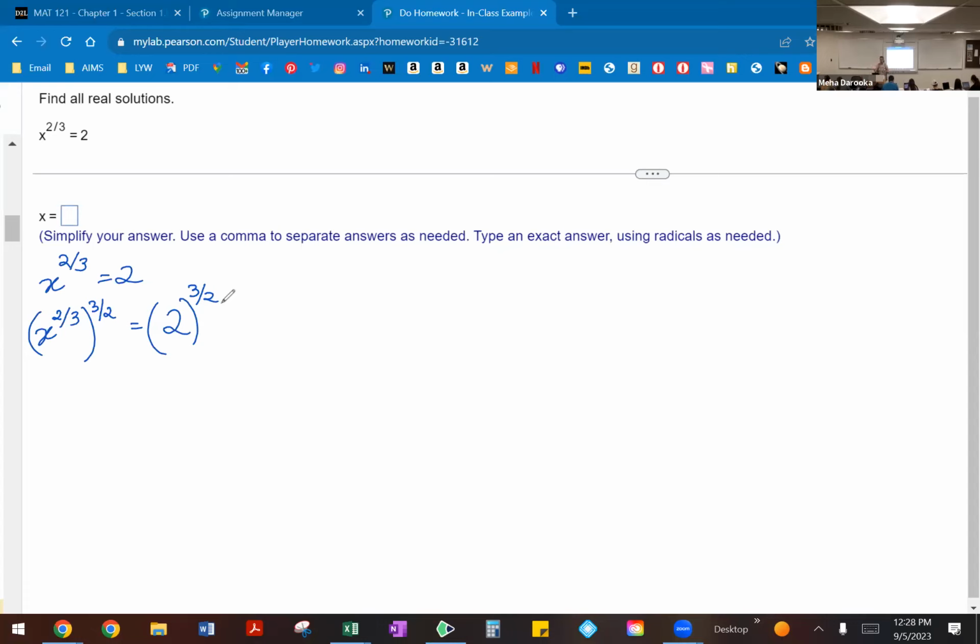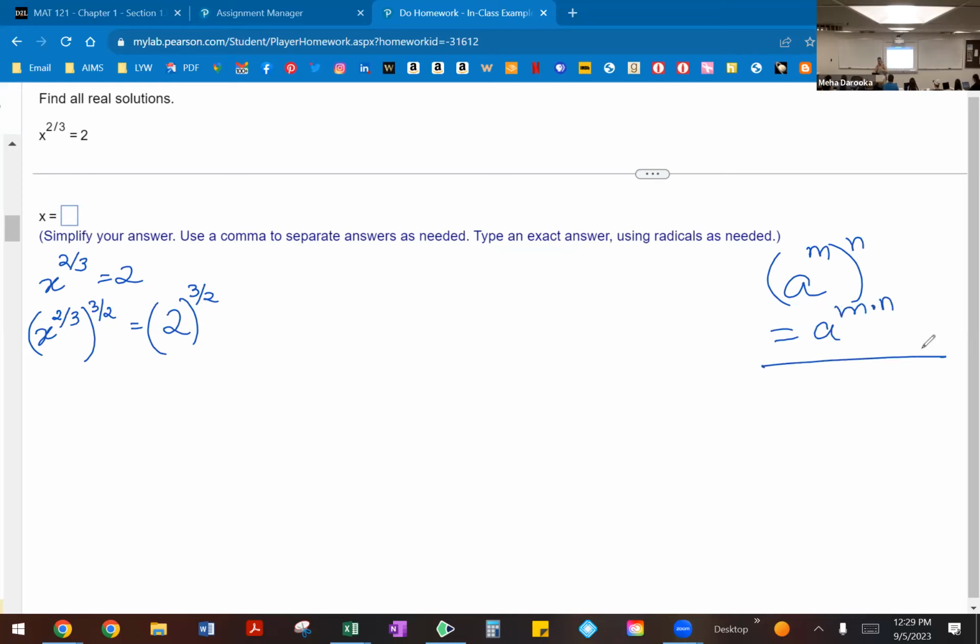On the left-hand side, and this would help if you have not reviewed rules for exponents in a while, this may not be a bad place to review it, because I basically have one base with two exponents on it, right? I've got x as my base, and then I've got that to the power of 2/3, and then we just raised it to the power of 3/2. So the rule for exponents is if you have one base with two exponents, you multiply them.